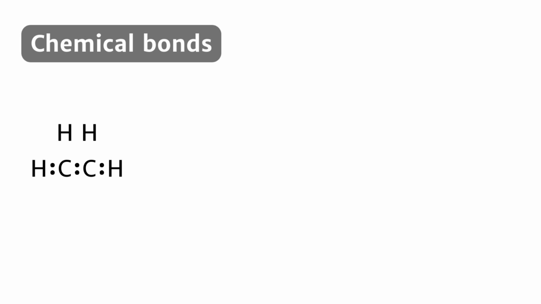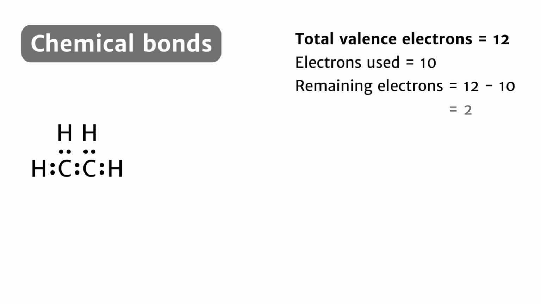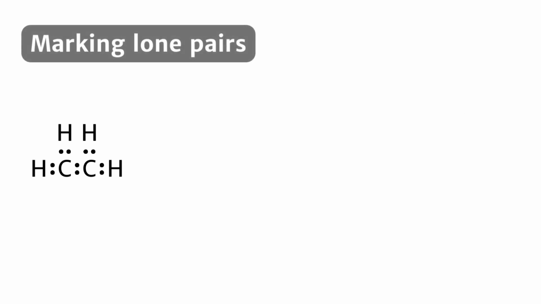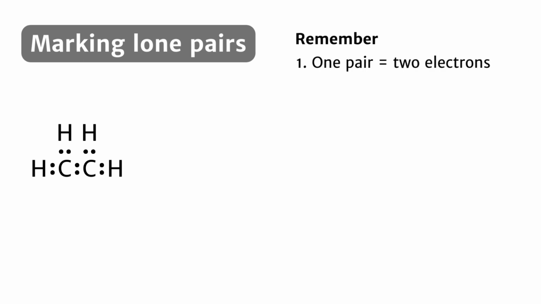We will repeat the same for the top hydrogen atoms, using 4 electrons to depict 2 chemical bonds. In total, we have utilized 10 electrons, leaving only 2 electrons unutilized out of the 12 total valence electrons. Lone pairs consist of electron pairs not used in chemical bonding, and each pair comprises 2 electrons. With only 2 electrons remaining, 1 electron pair can be formed and marked on the structure as a lone pair.